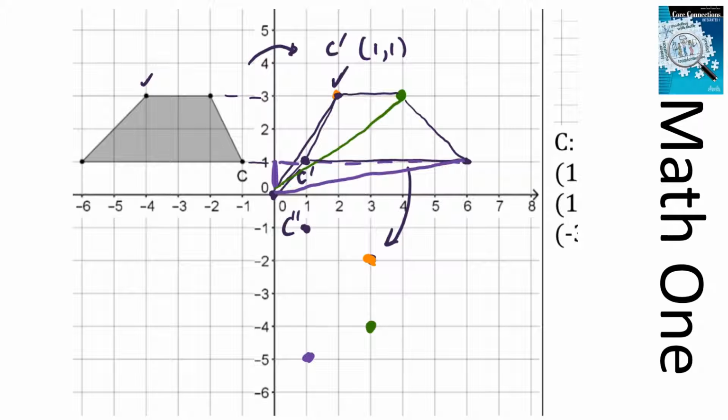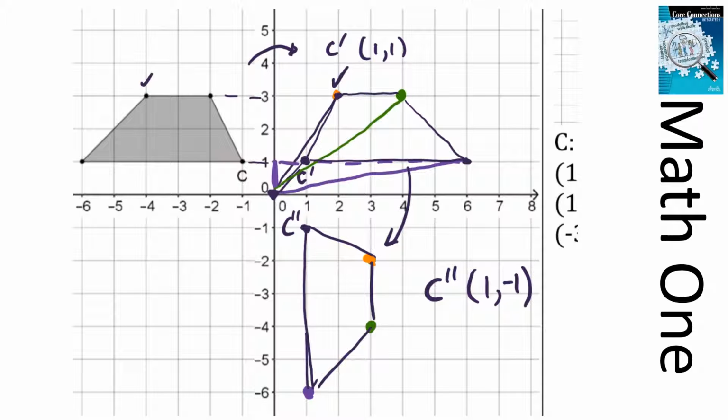Except I didn't go down 6, did I? I went down 5. I'm saying the right thing, but I didn't draw the correct thing. So it was up 1 over 6. Now I'm going to go instead down 6 and then over 1. So I end up with this new trapezoid here. This is what it looks like after this rotation of 90 degrees about the origin. This origin is my center of rotation. And then when I'm done with that, you'll notice that C double prime now is located at the point 1, negative 1.